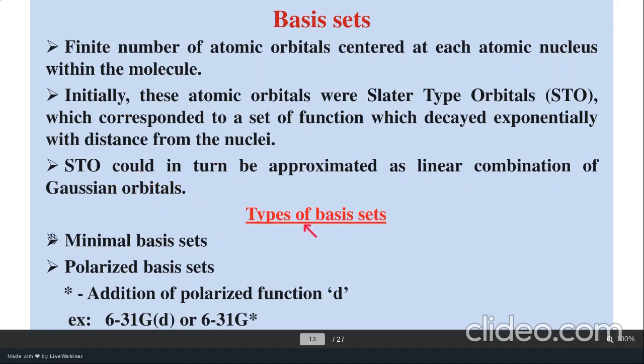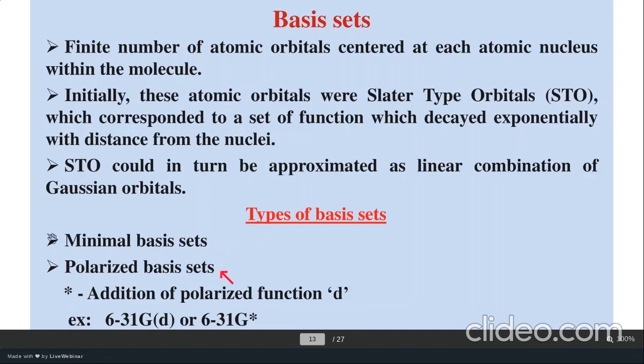Types of basis set. Here are the minimal basis sets. First is the minimal basis set. What is a minimal basis set? Here we can say that in the minimal basis set, each atom of the molecule has a function for each orbital in a Hartree-Fock calculation. The minimal basis set is the very lowest basis set which is used to calculate the property of the molecule. It is related to each orbital of the Hartree-Fock calculation.